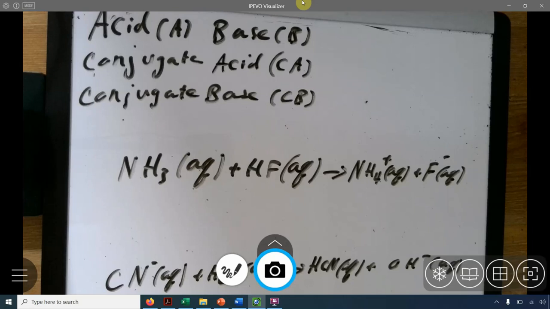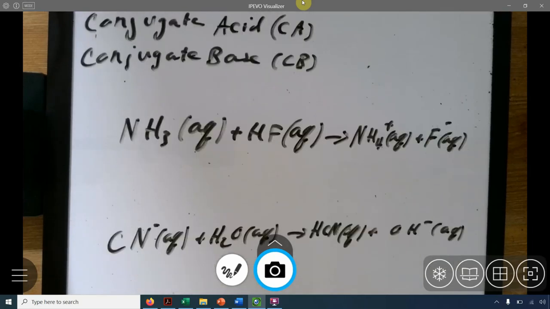So let's try to identify within these. We have three examples here. Which one is the acid? Which one is the base? Which one is the conjugate acid? Which one is the conjugate base? I usually start with the acid, and we define an acid within the Bronsted-Lowry realm as the species that donates an H plus.